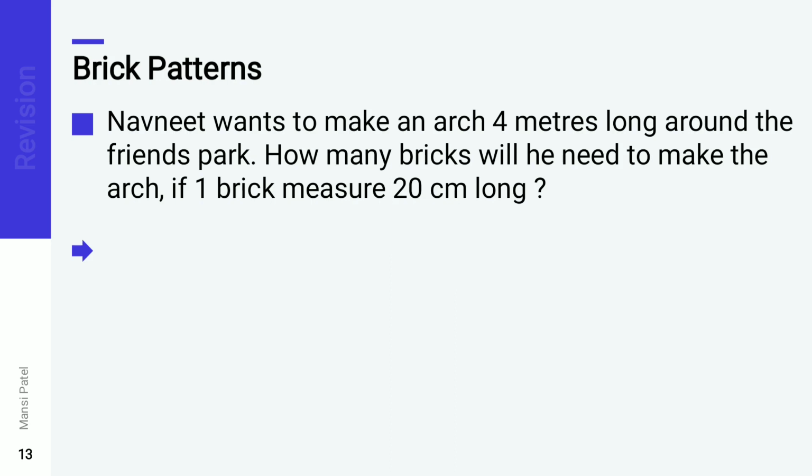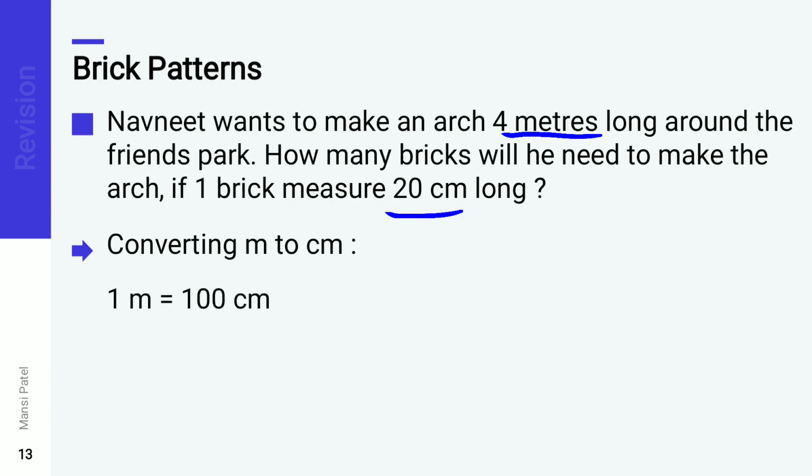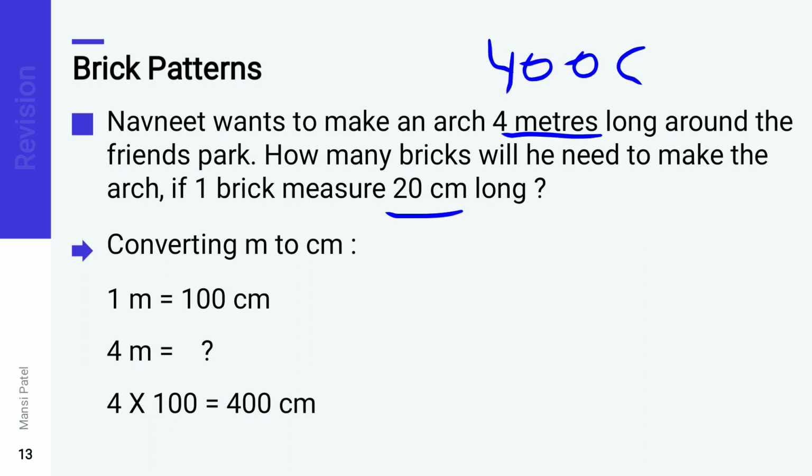But you can see here they have given two measurements. One measurement in meter and the second one in centimeter. So here first you have to convert this meter into centimeter. So our first step is to convert meter into centimeter. 1 meter is equal to 100 centimeter. So 4 meter is equal to question mark. So the number which is written in the cross, do the multiplication. 4 multiplied by 100 is equal to 400 centimeter. Now instead of this 4 meter, you can write down 400 centimeter.